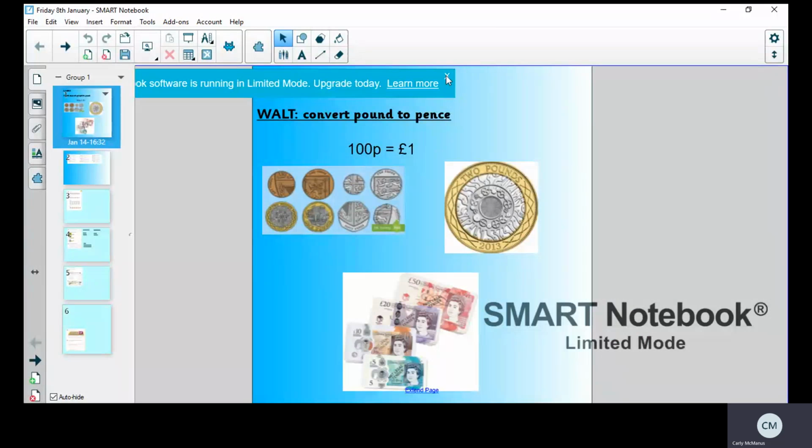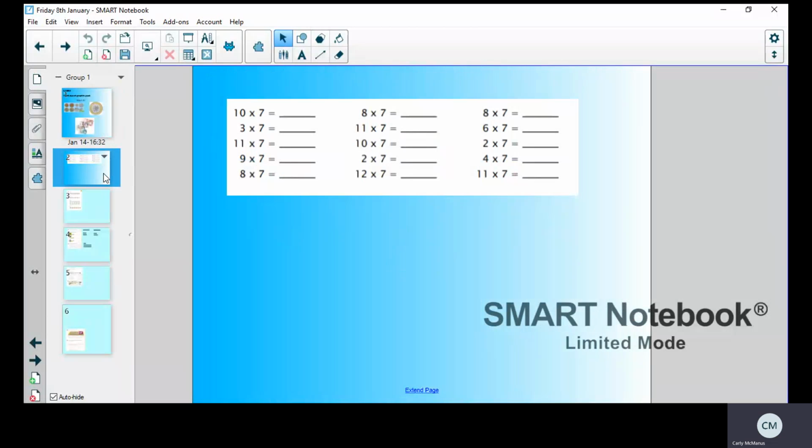So today we're looking at converting pound and pence with money. So I'll just share my screen with you. So again, just to recap, that 100 pence is in £1, and that's going to be really important today because we're converting pound and pence. I've put some 7 times tables up for you again, so you can pause it on this screen and have a go and time yourself if you wish.